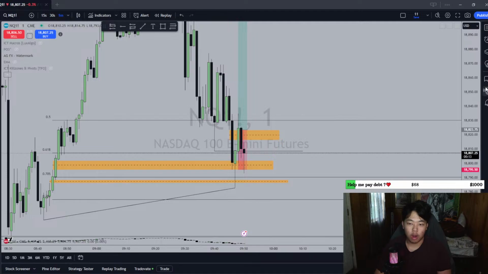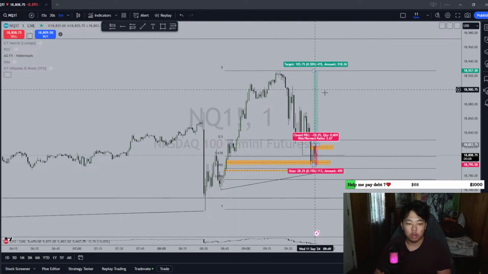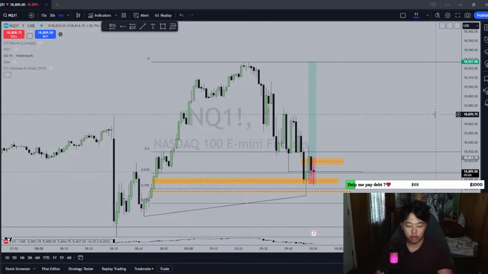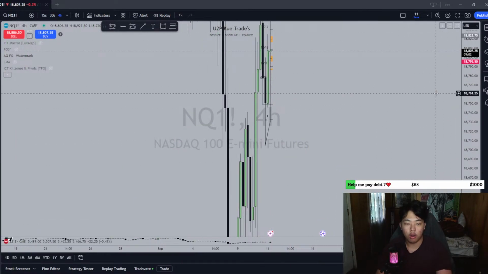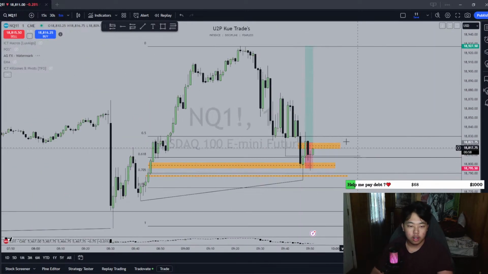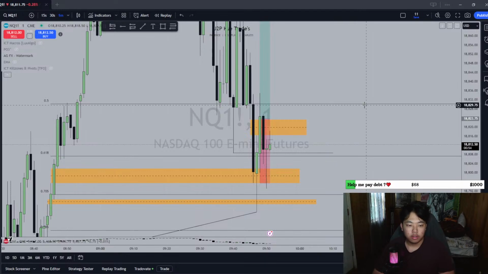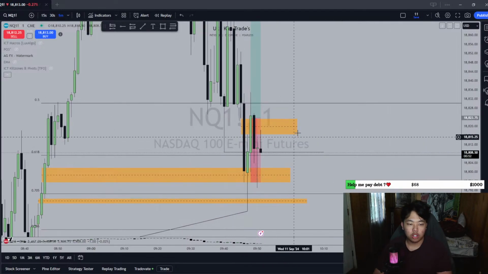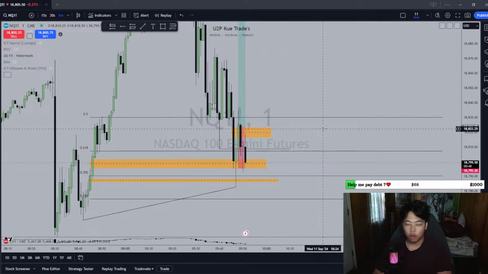Falling knife? No, we're bullish overall. This is just a retracement back down to the equilibrium of this range. Like I said, I'm bullish overall on the higher time frame. We're bullish structure in the 4 hour, 1 hour, 15 minute, and 5 minute. So I'm waiting for more structure to form out now. Since this trade got stopped out, I'm going to wait one more time.